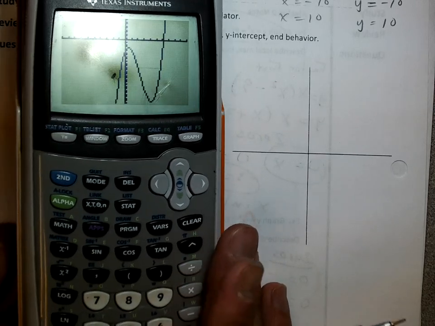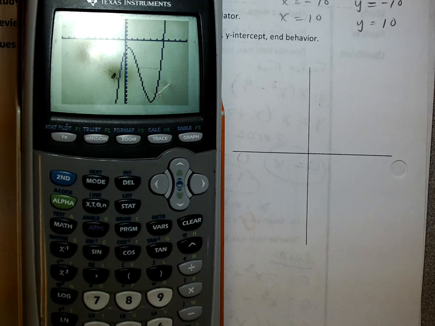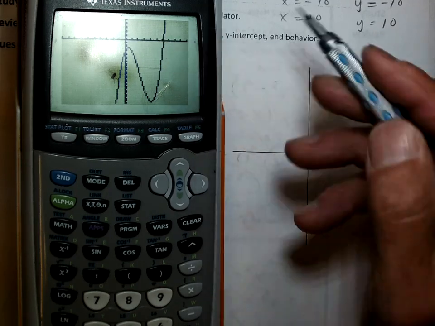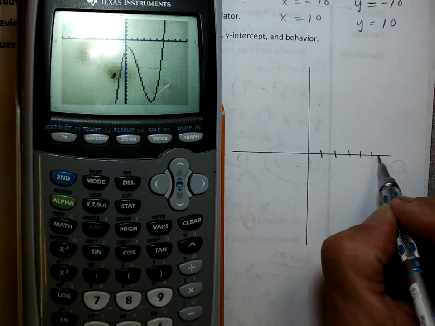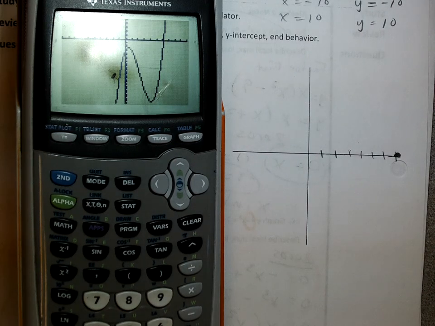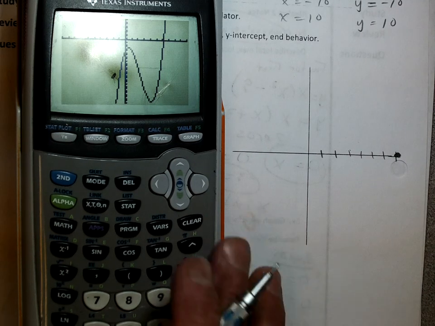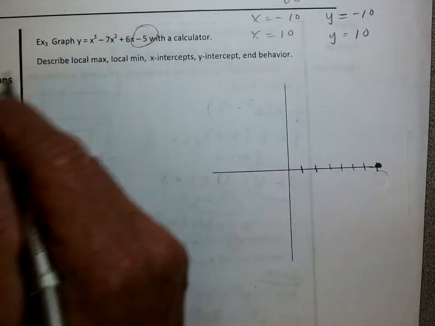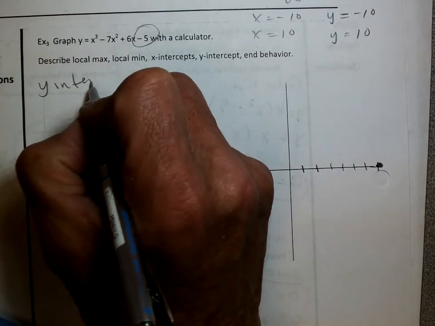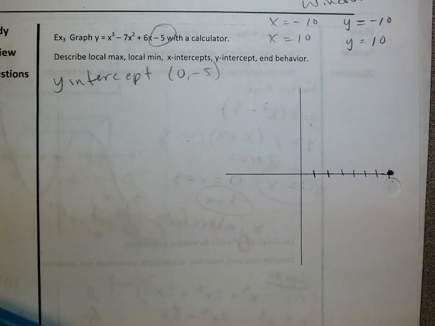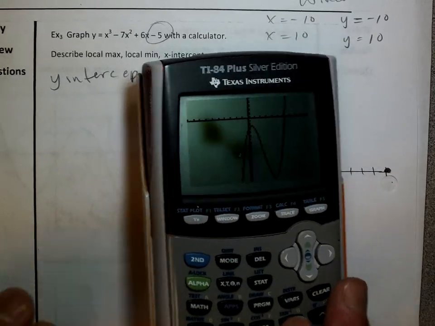So now let's take a look at what we have. It's about 1, 2, 3, 4, 5, almost 6, about 6. Okay, let's see some of the things we know. My y-intercept, I know for sure, has to be at 0, negative 5, right? But what I don't know is my local mins and my local maxes, right?